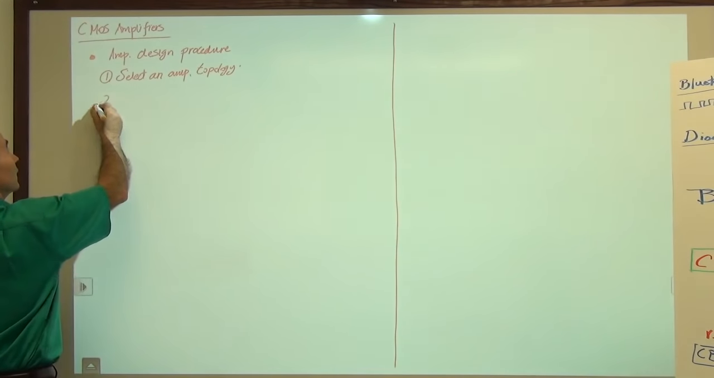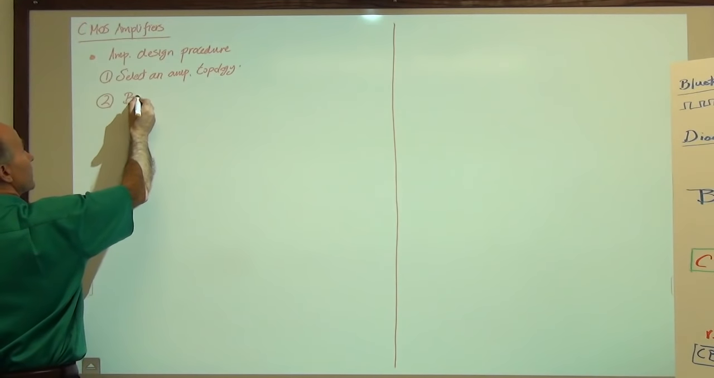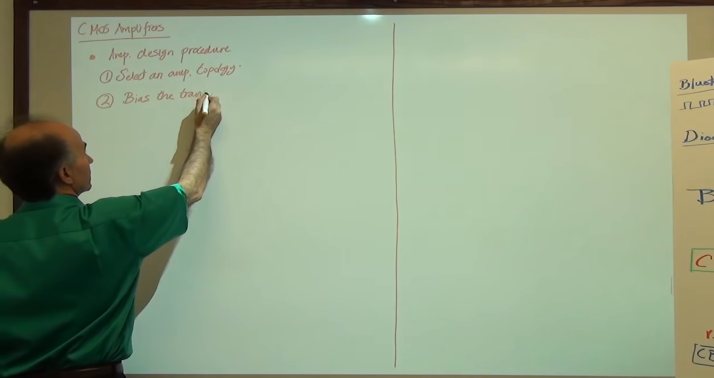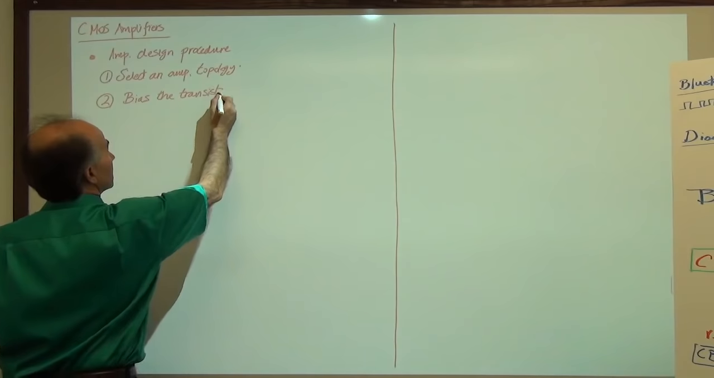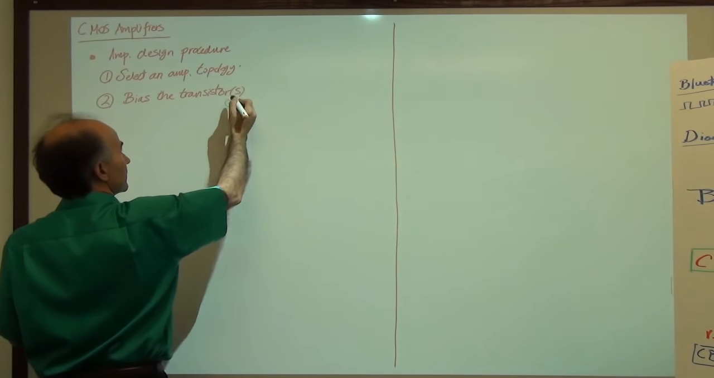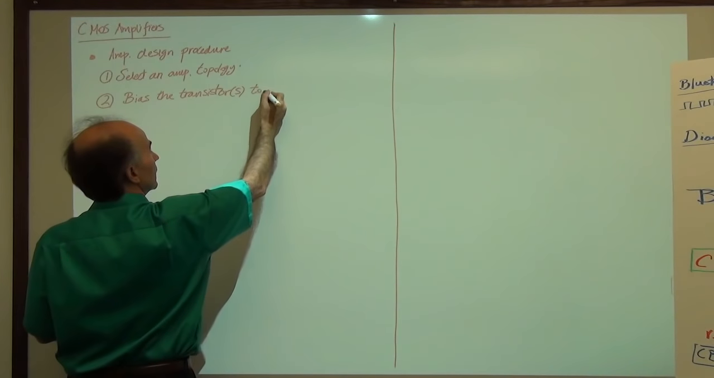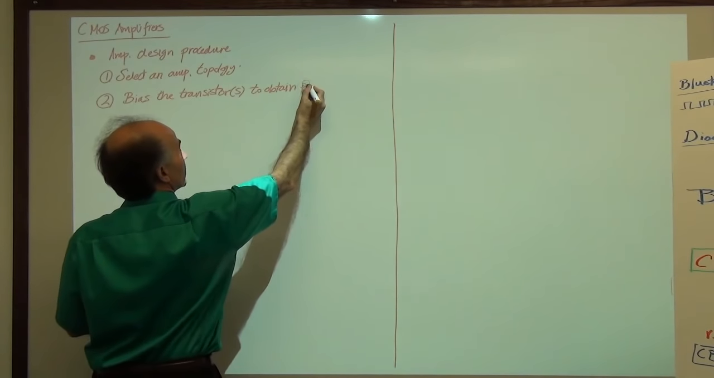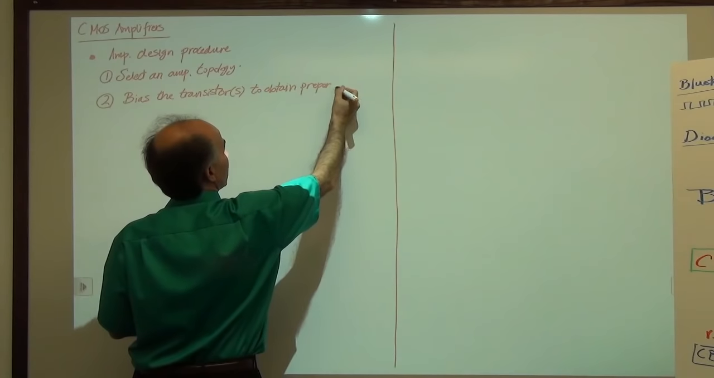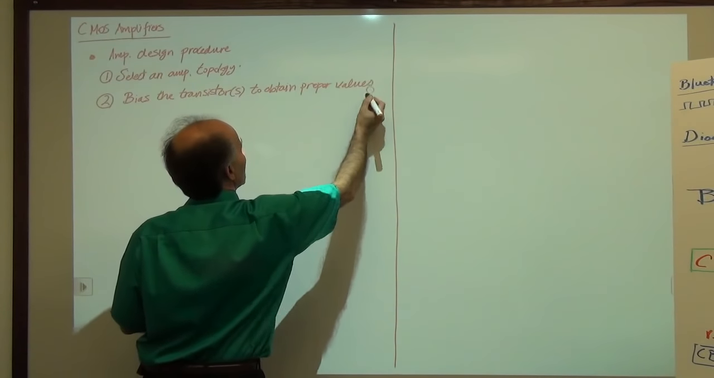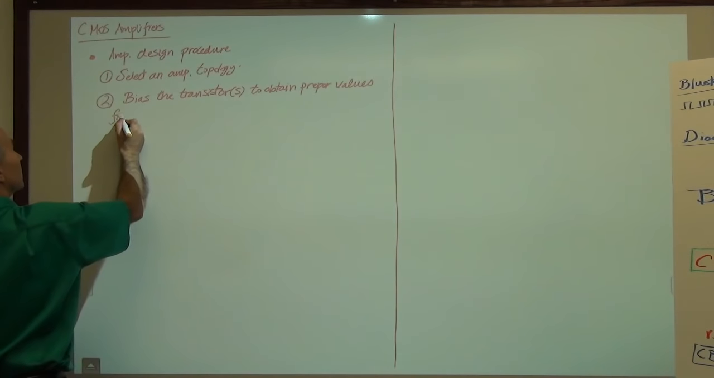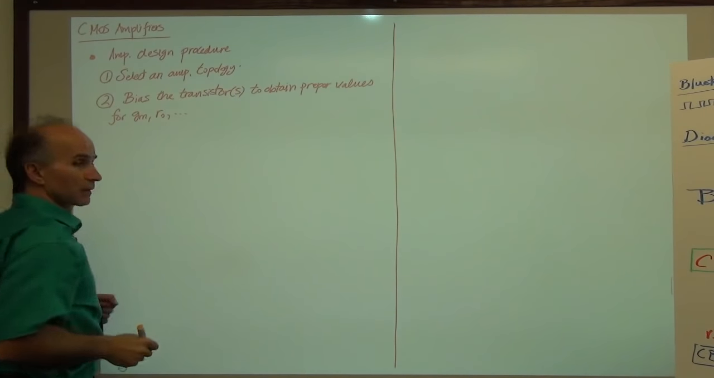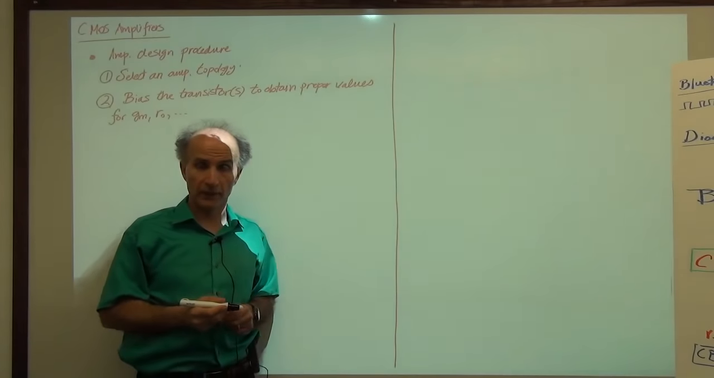Then we bias the transistor or transistors to obtain proper values for GM, RO, etc., for the small signal properties of the device.